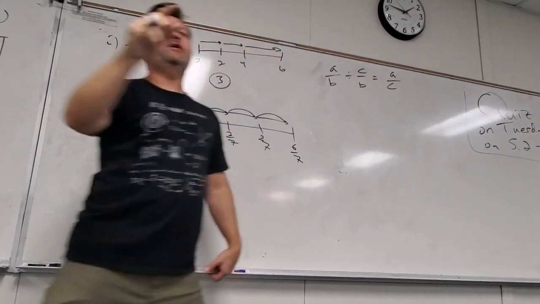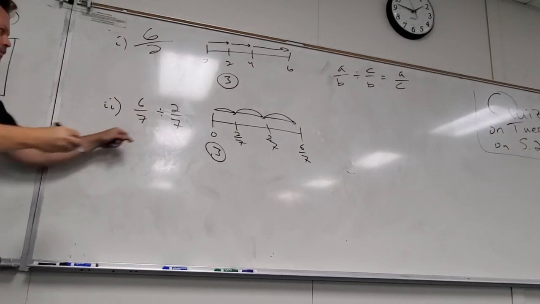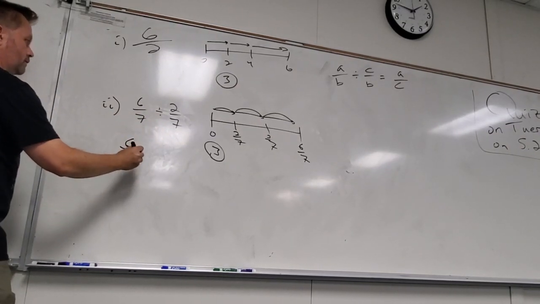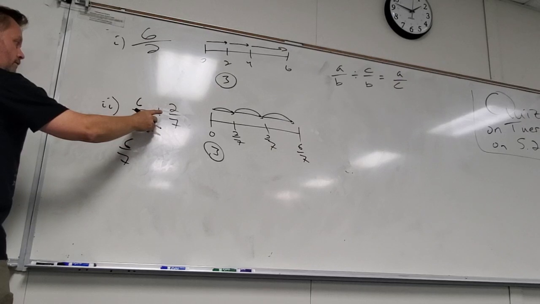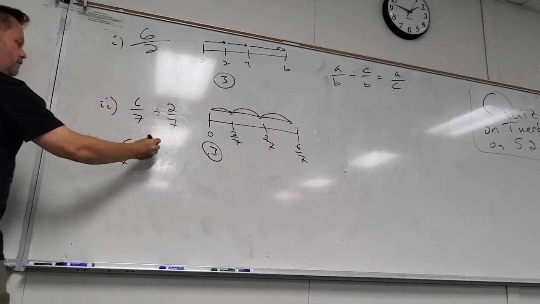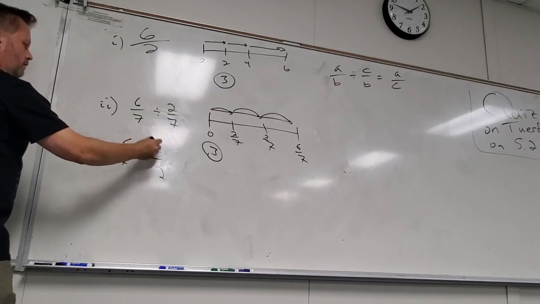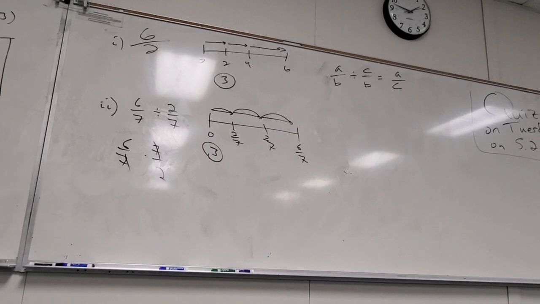And of course, we know how this would work, right? How do you divide fractions? What do you do? This would be 6 sevenths. How do you divide fractions? What do you do? Times. And what do the 7s do? Cancel. That's why, behind the scenes, this works, of course, right?